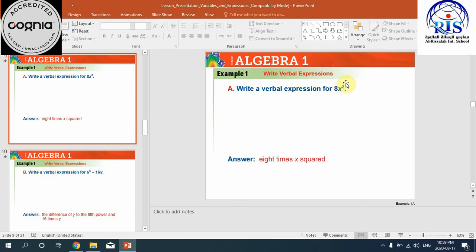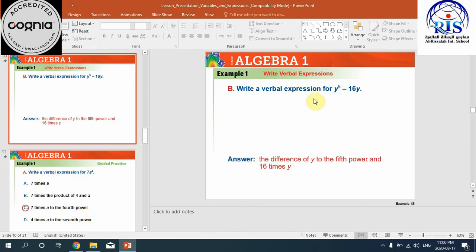8x squared. You see the answer. Here he writes what? 8 times x squared. Of course, between a number and a variable I always have multiplication. Here, between this 8 and x squared, there is an operation. This operation is multiplication. Therefore, I said 8 times x squared.